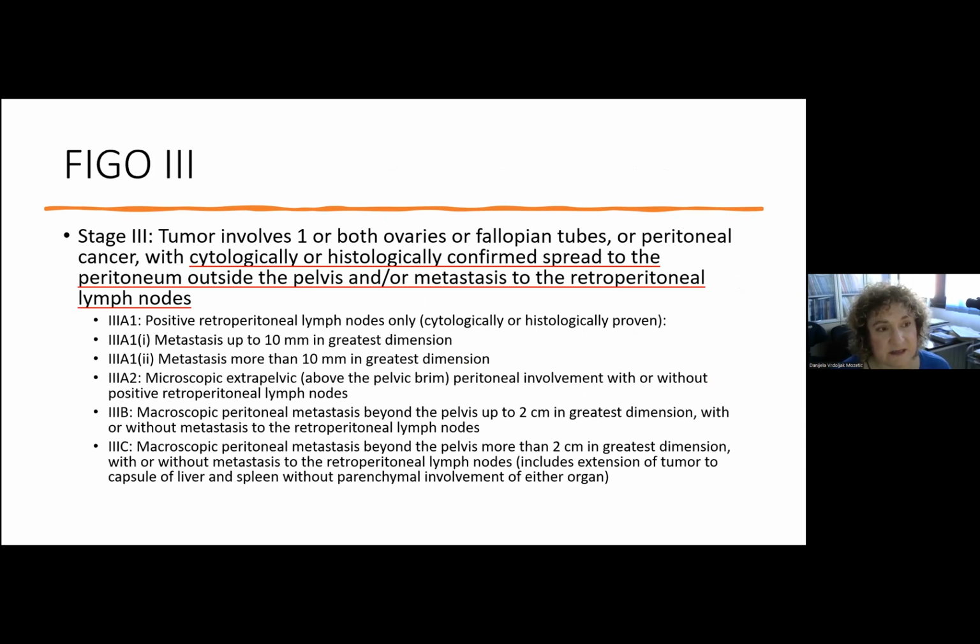We do have, but it is not so much used, that tumor involves one or both ovaries or fallopian tubes or peritoneal cancer with cytologically or histologically confirmed spread to the peritoneum outside the pelvis and/or metastasis to the retroperitoneal lymph nodes. So in some occasions, we do receive the lymph nodes or some biopsies from the peritoneal cavity and make imprints, or it can be done by the fine needle aspiration of deep organs, so it can fit in a stage 3.